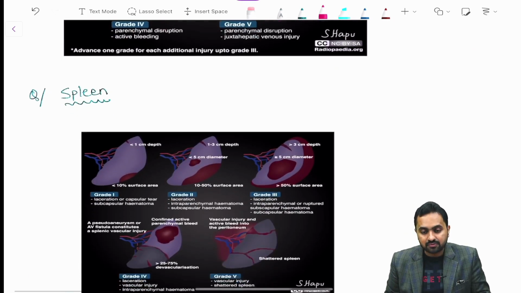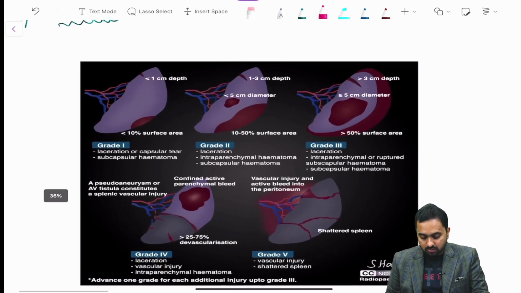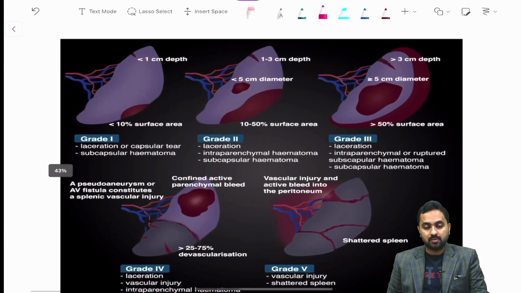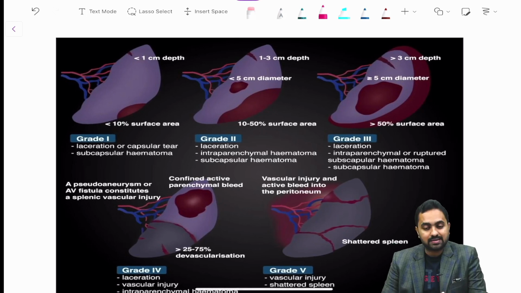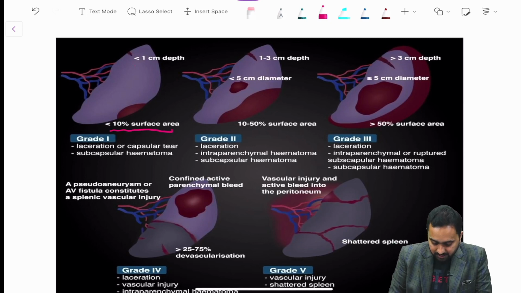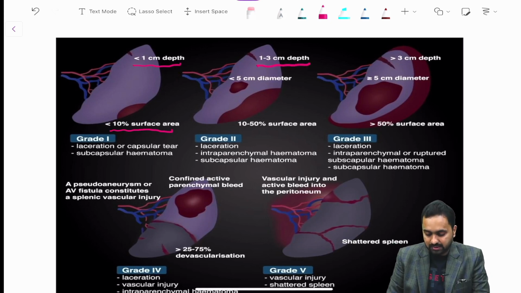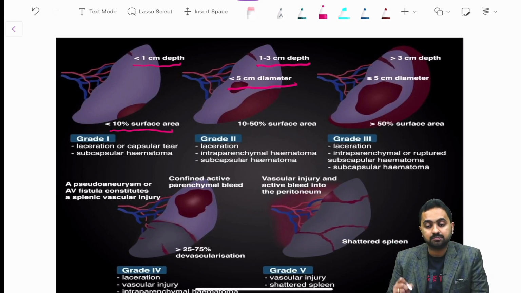Now, then we have your spleen trauma. So, even for the splenic trauma, we need to remember the grading. So, it would be less than 1 centimeter depth, less than 10% surface area, which will be your grade 1, then 1 to 3 centimeter depth and less than 5 centimeter of your intraparenchymal hematoma and 10 to 50% surface area at grade 2.